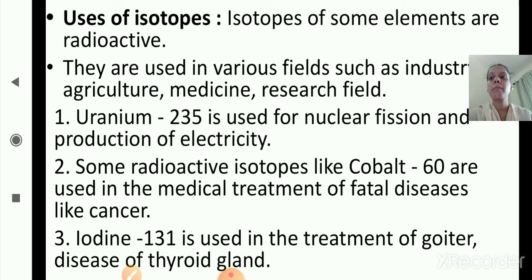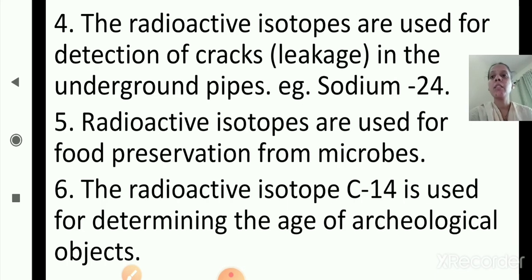The first one is uranium-235. It is used in nuclear fission and production of electricity. The next is cobalt-60. It is used in the treatment of cancer. Then iodine-131. It is used for the treatment of goiter. Fourth one is isotope like sodium-24. It is used for the detection of cracks or leakages in underground pipes. Then radioactive isotopes are also used for food preservation from microbes. And the last one is C14. It is used for determining the age of archaeological objects, that is prehistorical objects. So this is about uses of isotopes.